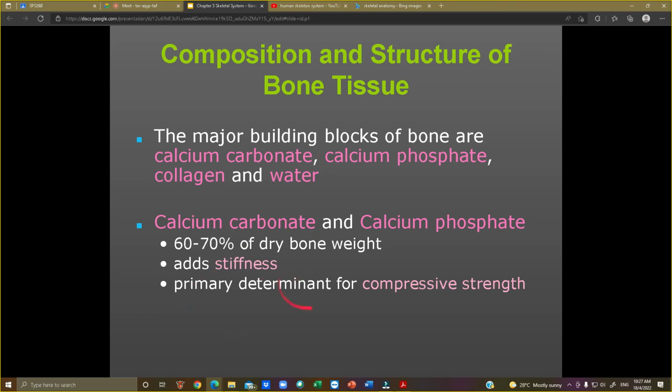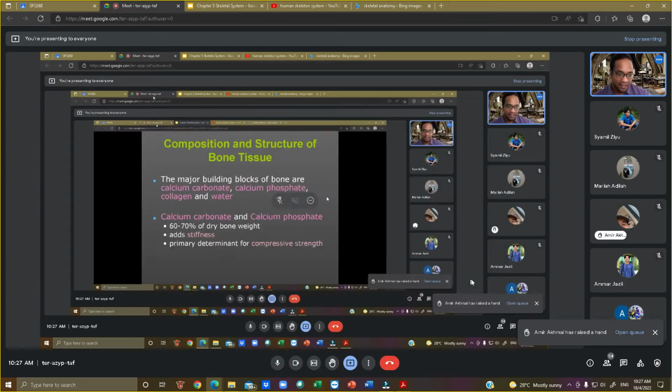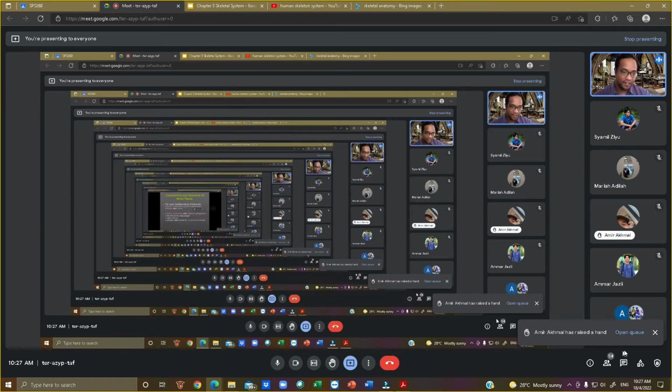Okay, primary determinant for compressive strength. Compressive strength is something like this. Just put your hand on the table, straight like this, and try to push downwards. That is compressive. Meaning we try to compress things. Our bone is good at this. Okay, we can compress it and it will not shatter. If you lost calcium carbonate and calcium phosphate, and we compress the bone, it will shatter. It breaks into pieces.